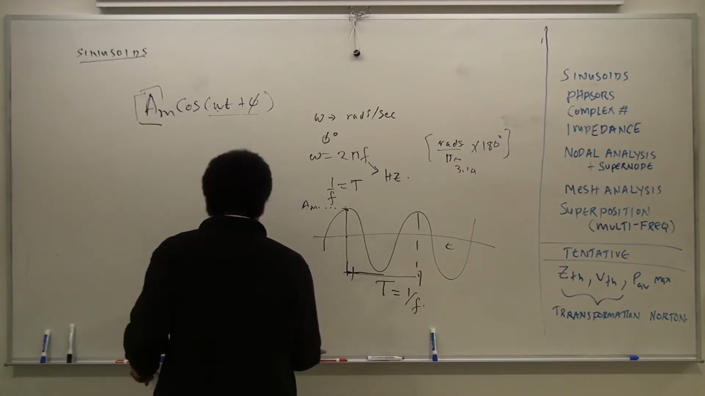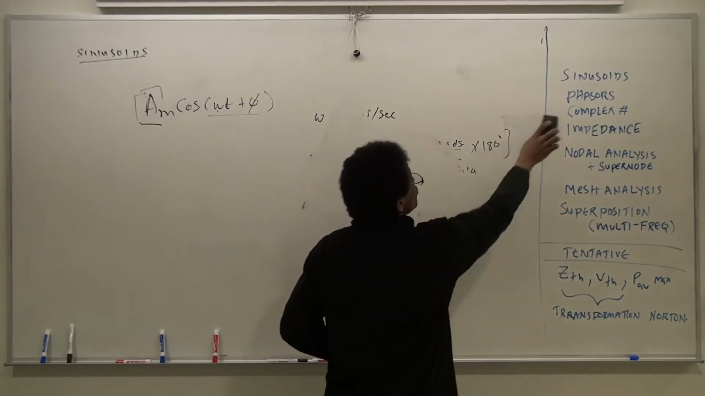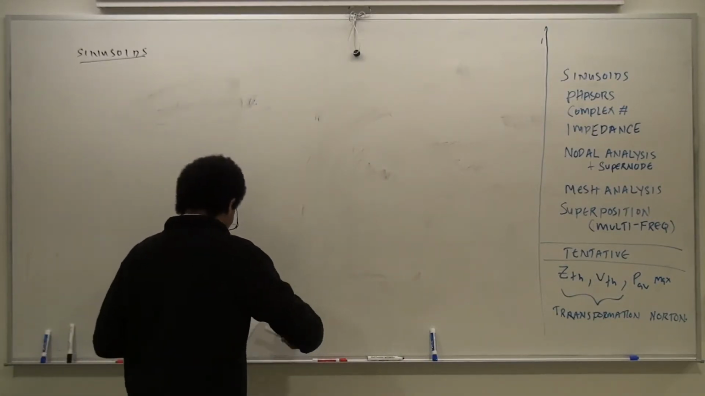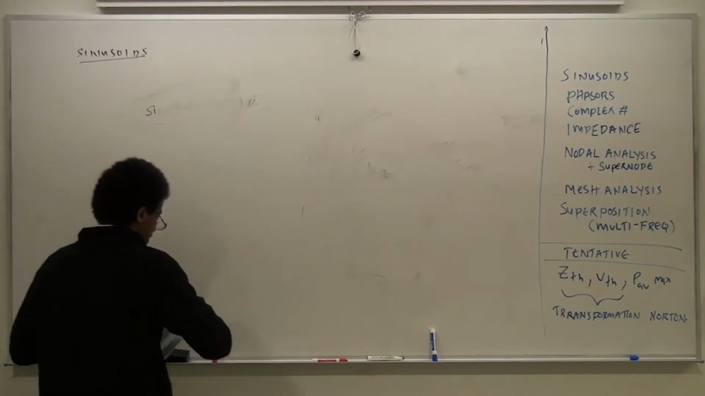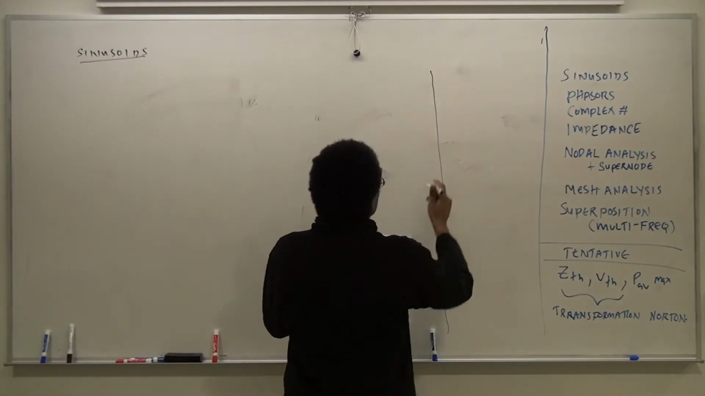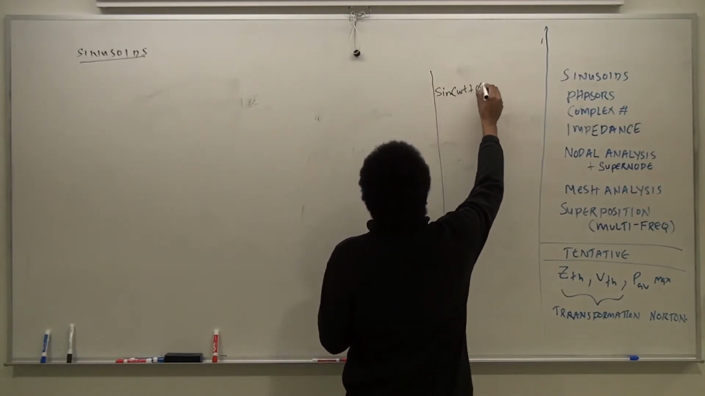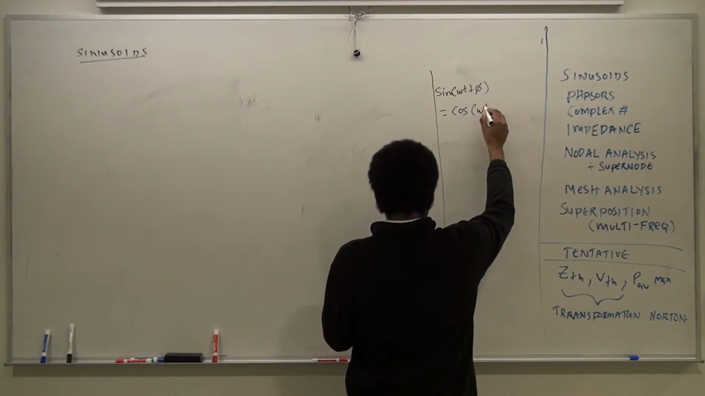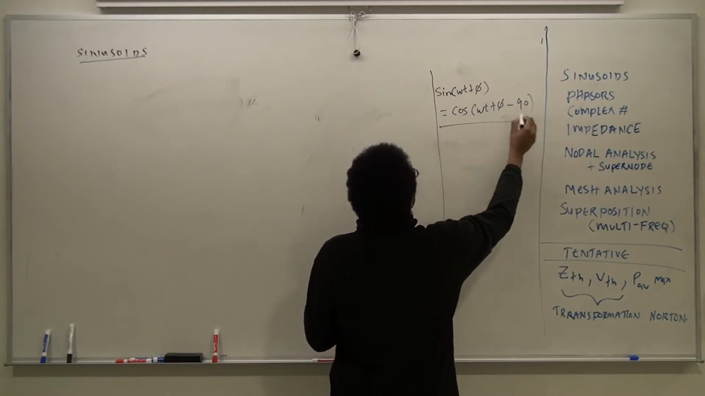After we have this, there are some very important trig identities that you need to know, because before we get into the definition of phasors, you will need them. Let me write them down separately, because we're going to use them over and over again throughout this tutorial. So you're given, sine(WT plus phi) is equal to cos(WT plus phi minus 90 degrees). Let's call this 1.